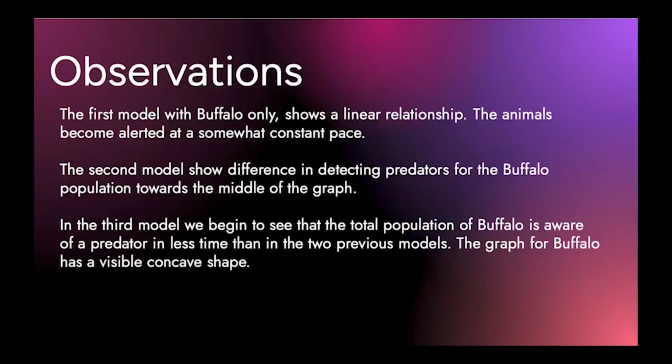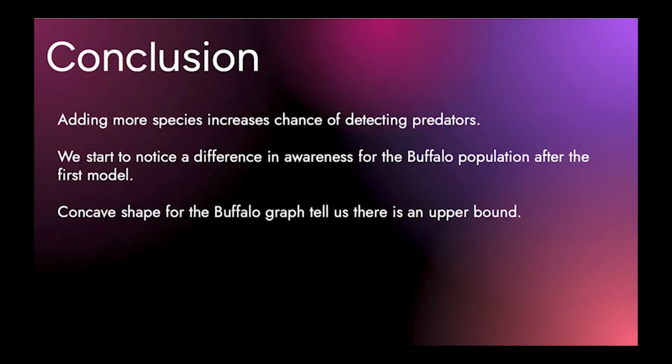The same trend happens in the third model, but now we begin to see a concave shape for the function of the buffalo. In conclusion, from the second and third models, we see that as more species are added, the buffalo population becomes aware of predators faster, so adding more species does make a difference. The difference in awareness for the buffalo is apparent from the second model onward, and we start to notice a concave shape for the function of the buffalo in the third model.